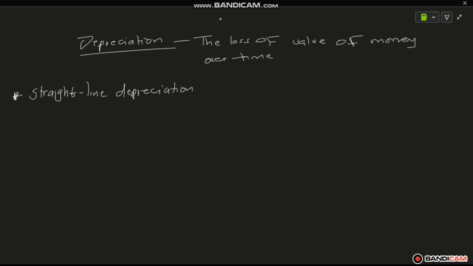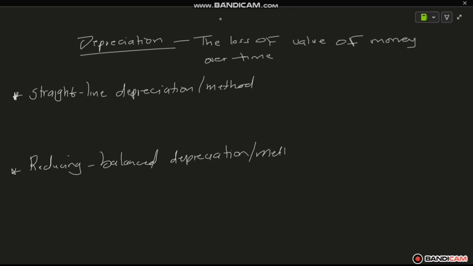So we have two types of depreciation: the straight line depreciation, or they call it the straight line method. Then we have what is known as the reducing balance method, or reducing balance depreciation. It's one and the same thing. So be aware that when they say depreciation or method, it's one and the same thing.